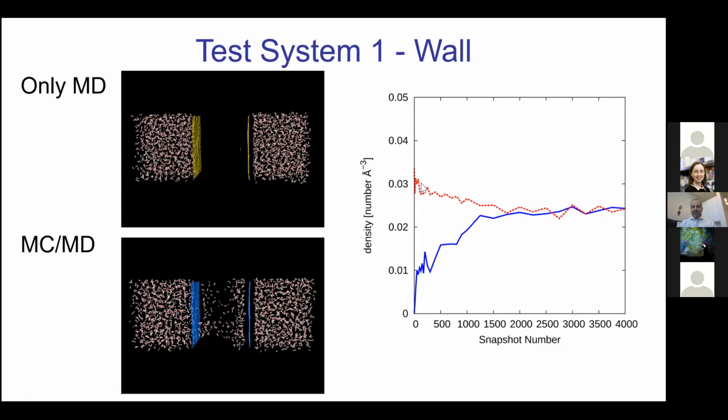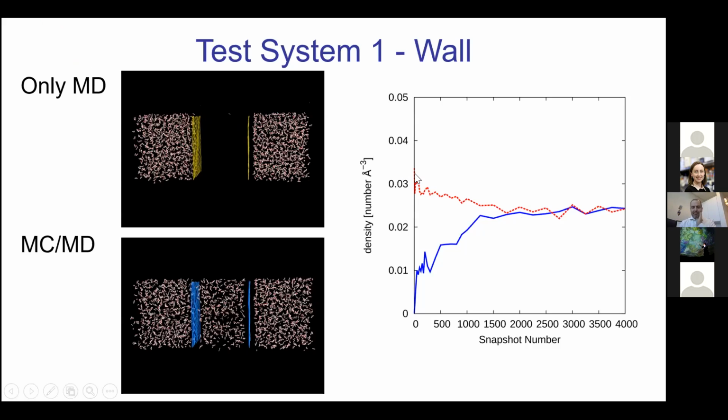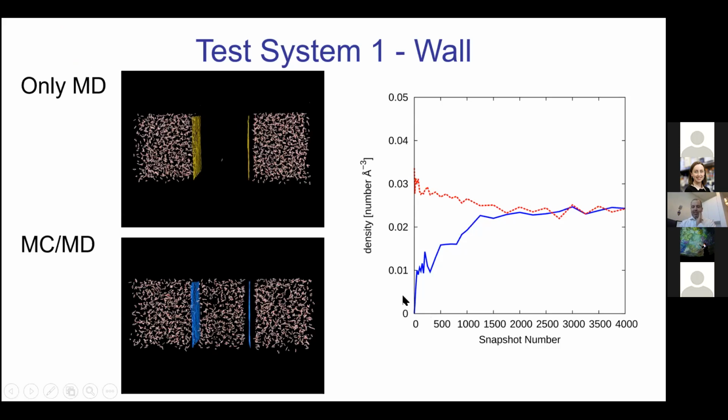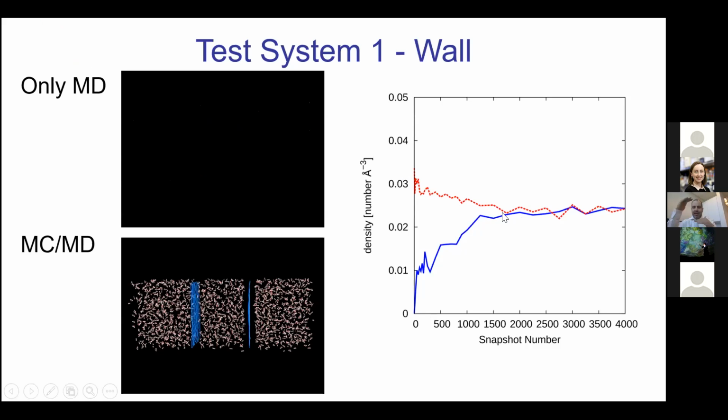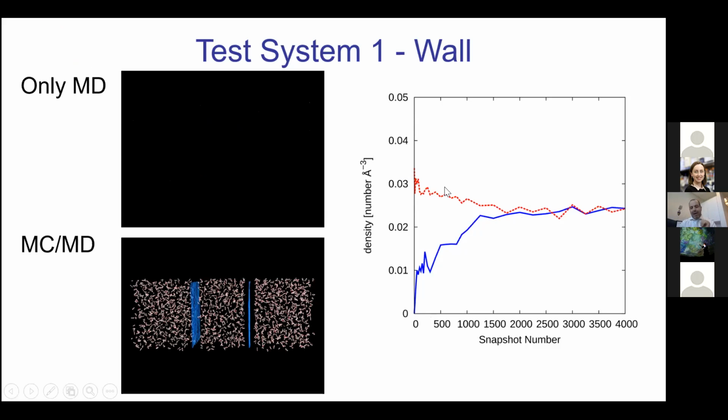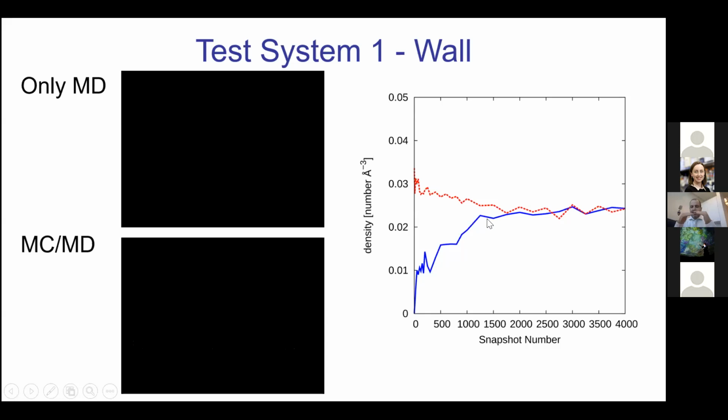If we look at this graph, red is the density in the outer region, blue is the density in the inner region. We see that the densities go up and down correspondingly until they equalize between the 2 regions.